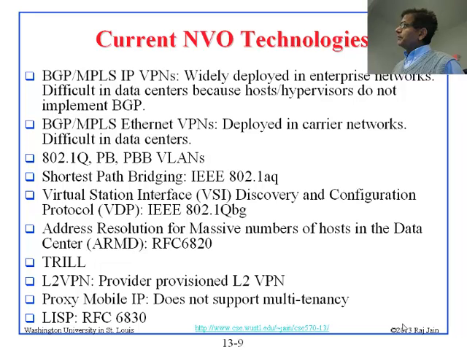802.1Q, PB, PBB, these VLANs are used, of course. Shortest path bridging is being used, and QBG is coming in, and so on and so forth. So anyway, these technologies are there, but they want to see what they don't do that needs to be done. One of the things the NVO3 group is doing is analyzing these and seeing what things need to be done.